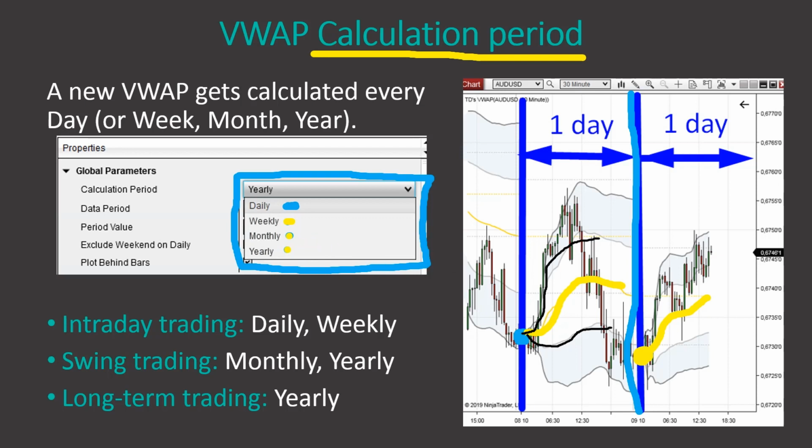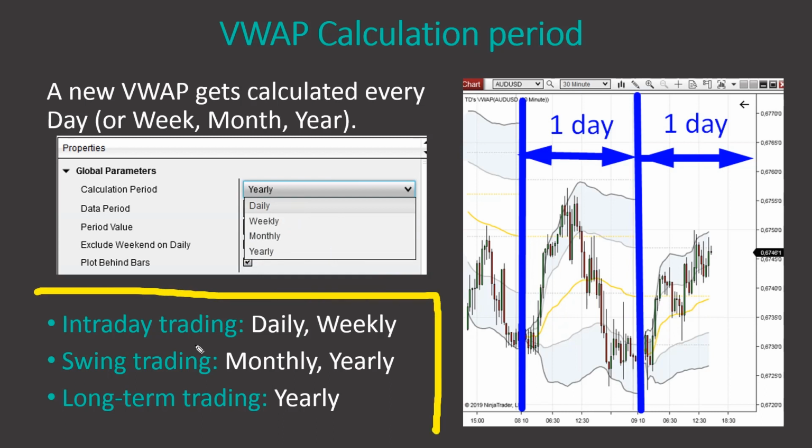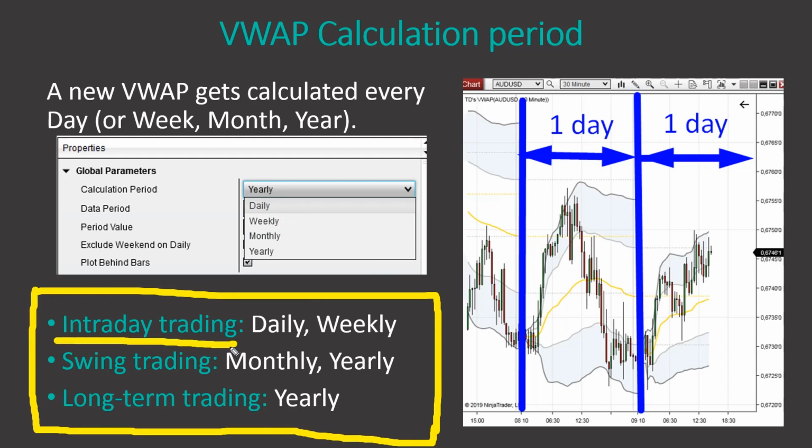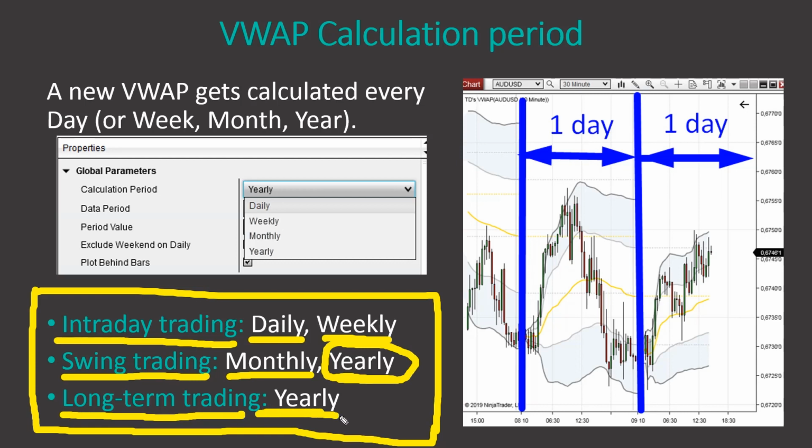Now, if you look in here, there's my suggestion of what settings you use. If you're an intraday trader, then what I suggest is using daily VWAP and a weekly VWAP. If you are a swing trader, then I suggest using monthly VWAP or a yearly VWAP. I personally use the yearly in here. And if you are a long-term investor, then use the yearly VWAP, right?